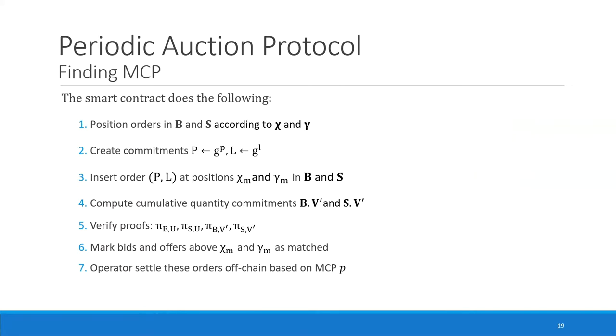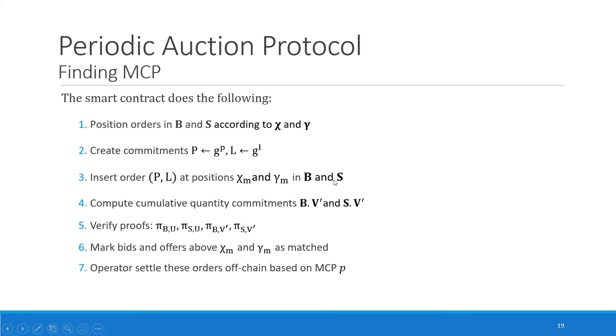Next, the smart contract is going to take the parameters from the transaction sent by the operator, and it will reorder the elements or orders in B and S according to the positioning vectors chi and gamma. Then the smart contract will create commitments for the market clearing price and market clearing volume and insert that order at positions chi m and gamma m in B and S.